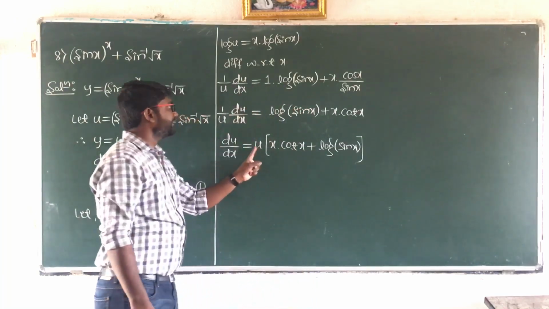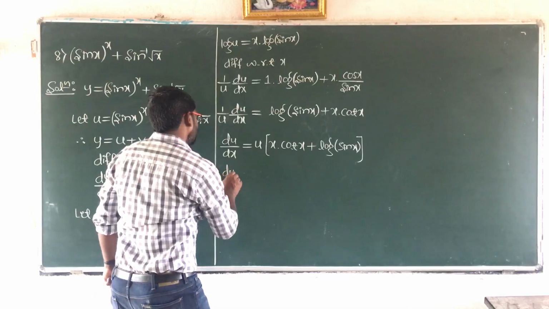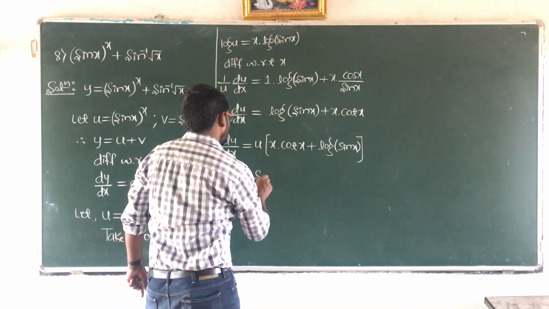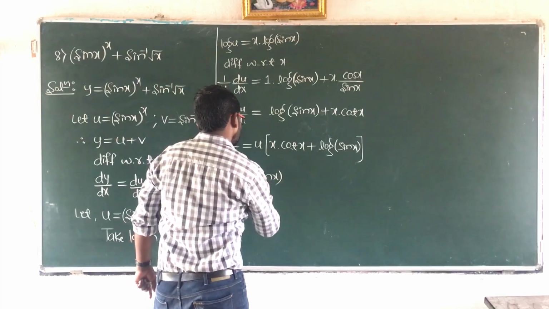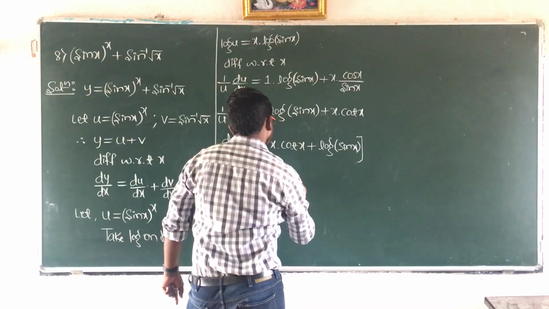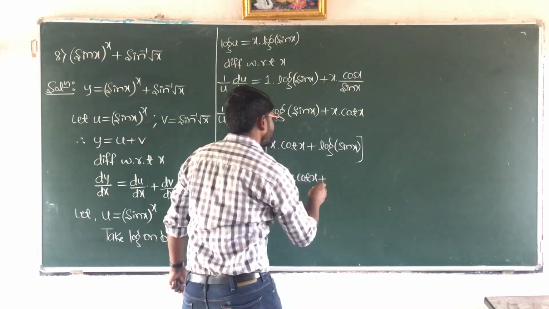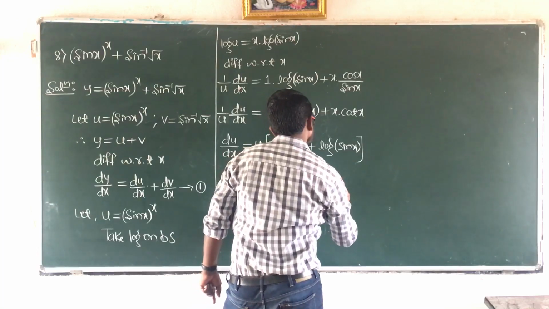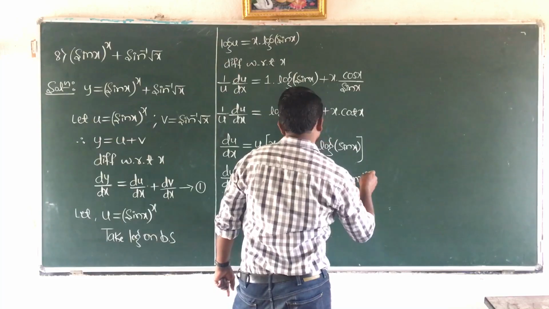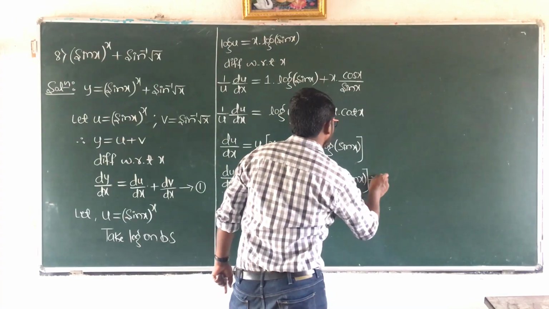Now replace u. What is u here? It is sin x to the power x. du by dx, which is equal to sin x to the power x into x into cot x plus log sin x. So I call this equation number 2.